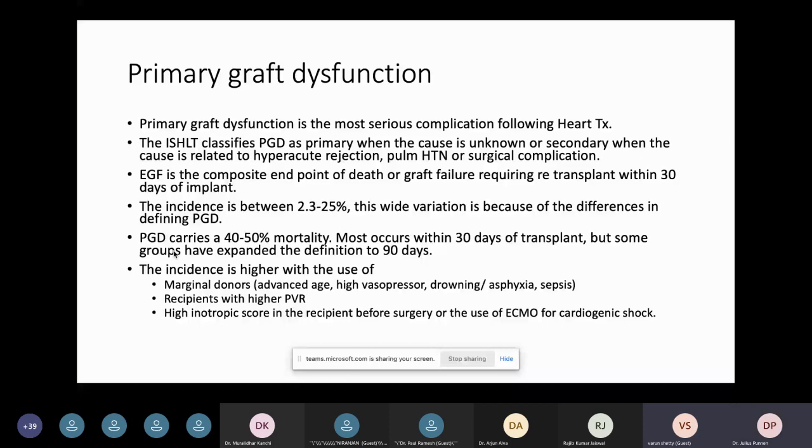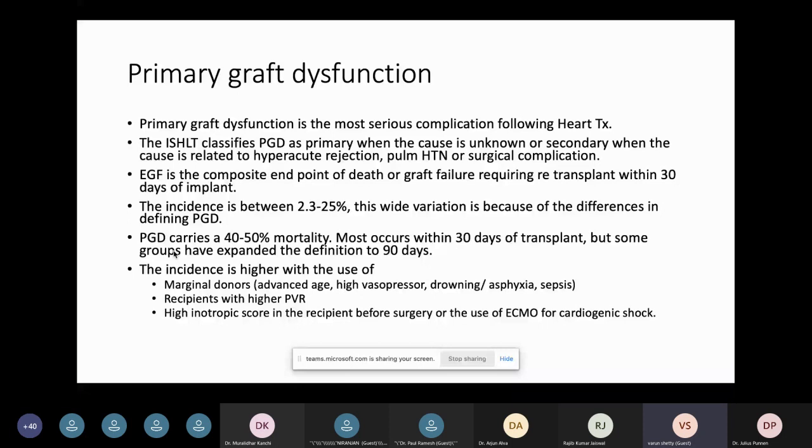Another term that a lot of groups use interchangeably is early graft failure. But the ISHLT is clear on that. It defines early graft failure as the composite endpoint of death or graft failure requiring a retransplant within 30 days of implant. The incidence of PGD varies widely between groups, between 2 and 25%. This wide variation has primarily to do with how different groups define graft dysfunction.